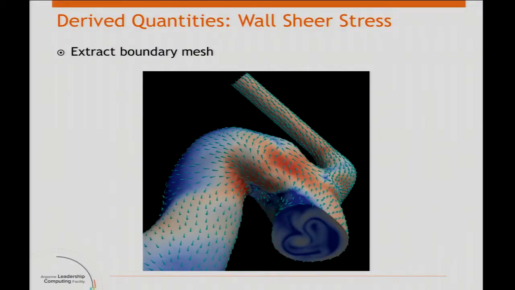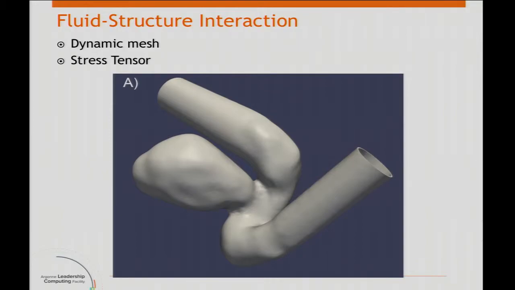This is just an example of some additional quantities. We calculate the wall shear stress. And more recently, we've been working with them. Initially, all of the mesh was static, and now in more recent calculations the mesh is actually dynamic. They're coupling fluid and structure, doing fluid structure interaction, where the flow inside the artery is actually deforming the mesh.